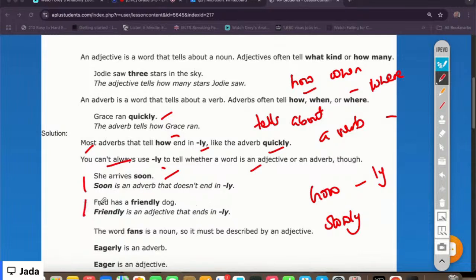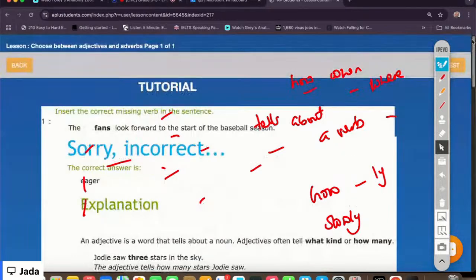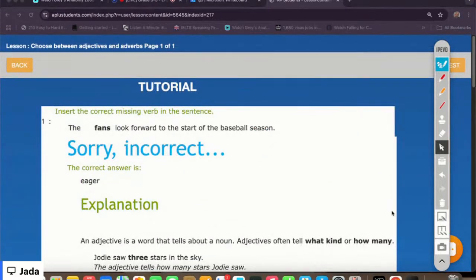So we also have: Fred has a friendly dog. Now, friendly is an adjective that ends with ly. So you have to take note that some adjectives end with ly. You cannot always say that because you see ly, it is automatically an adverb. Let's look at some examples.